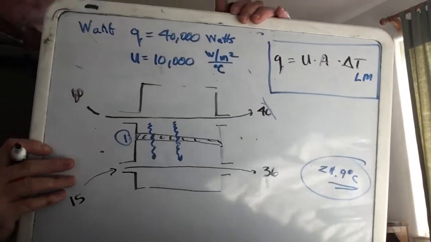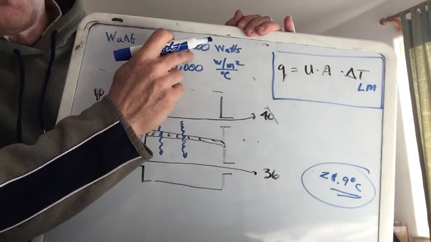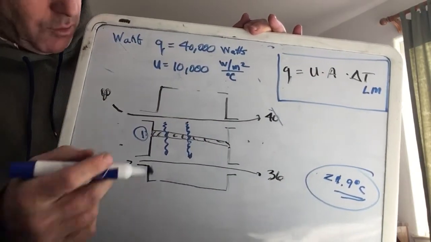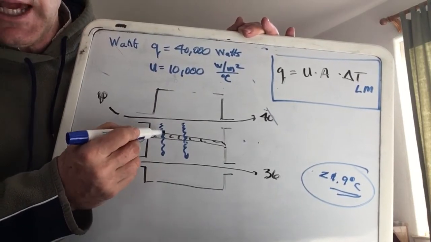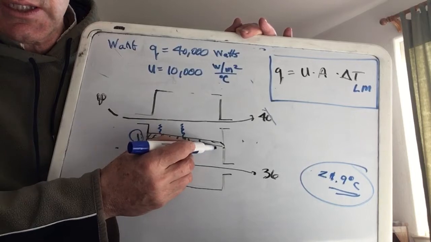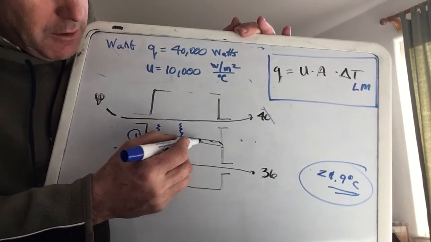Okay, so let's say we got a situation where we have some fluid and we're cooling it down and we want to remove 40,000 watts. That's the heat transfer we want. So we're getting 40,000 watts out of this fluid, and it is going through this heat exchanger surface. What area does this need to be?